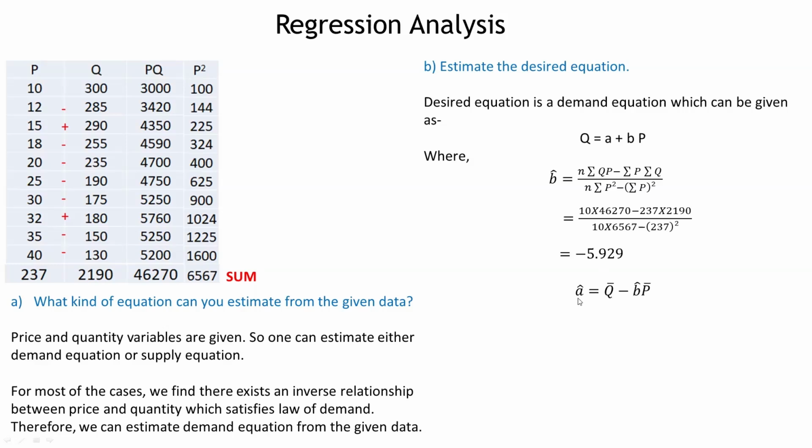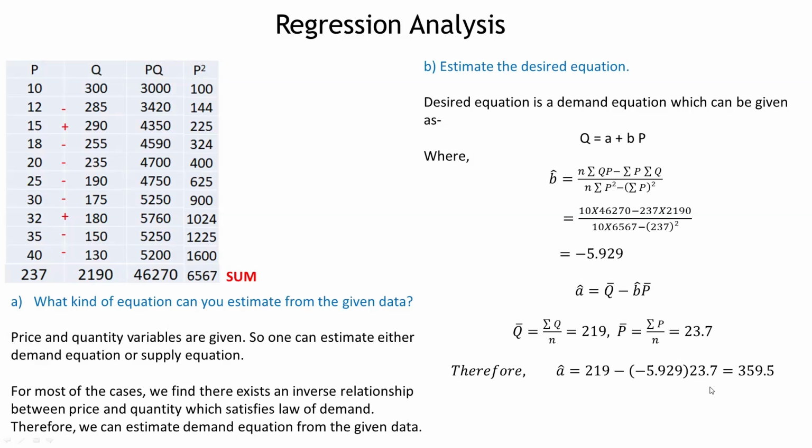Now, the estimated value of a, that is a cap, equals q bar minus b cap p bar. We know q bar equals sum of q divided by n. Sum of q equals 2190. If we divide it by 10, we get 219. Similarly, p bar equals sum of p divided by n, meaning 237 divided by 10, which makes 23.7. Setting these values in a cap, we get a cap equals q bar, that is 219, minus b cap, that is minus 5.929, multiplied by p bar, that is 23.7. Hence a cap equals 359.5.